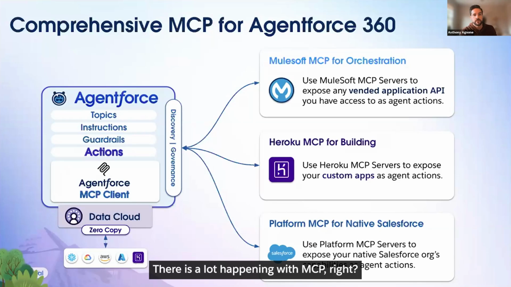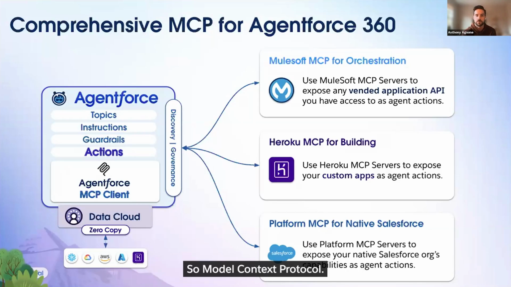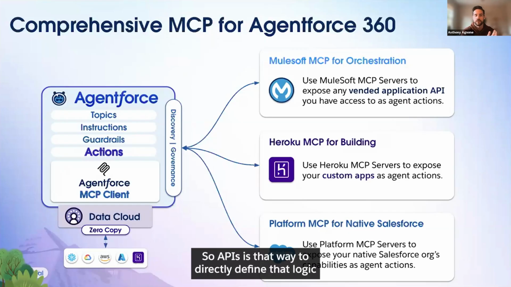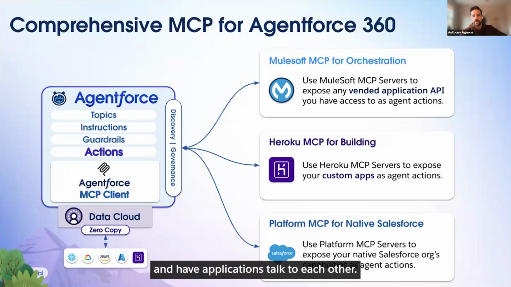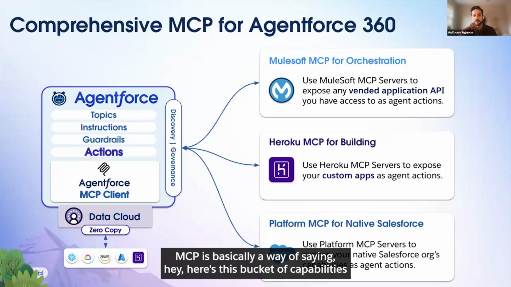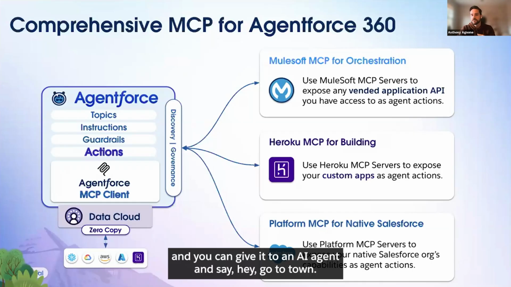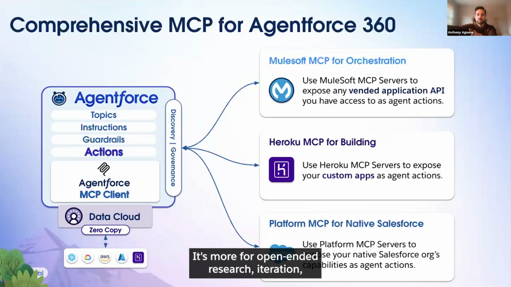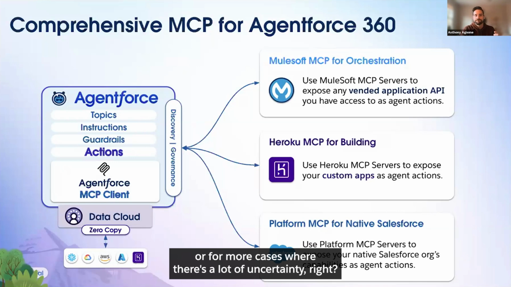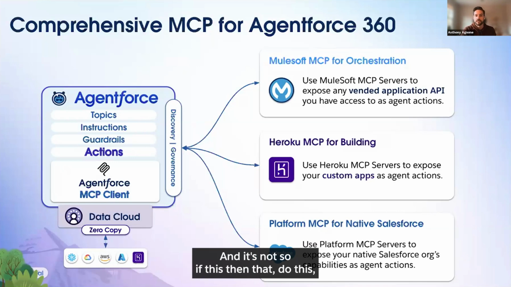There is a lot happening with MCP, right? So Model Context Protocol, it is APIs for AI, right? APIs are a way to directly define that logic and have applications talk to each other. MCP is basically a way of saying, hey, here's this bucket of capabilities, and you can give it to an AI agent and say, hey, go to town. It's more for open-ended research, iteration, or cases where there's a lot of uncertainty, right? It's not so much if this, then that, do this, then that, like you would see in Flow, right?